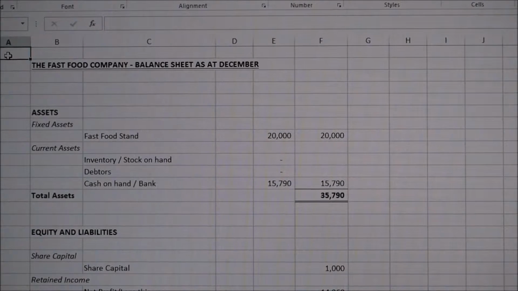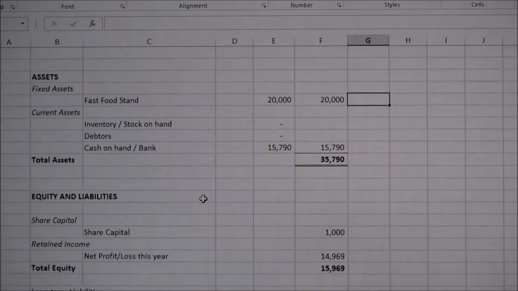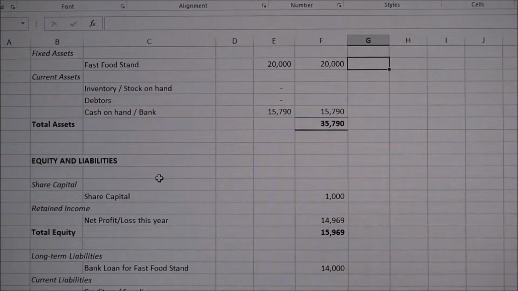Our fast food company has assets which total 35,790. They are made up of our 20,000 Rand for our fast food stand that we had to purchase, and the bank loaned us the money, if you can recall. And at the end of the year, we had cash on hand in our bank account of 15,790. So that is a total assets figure of 35,790.